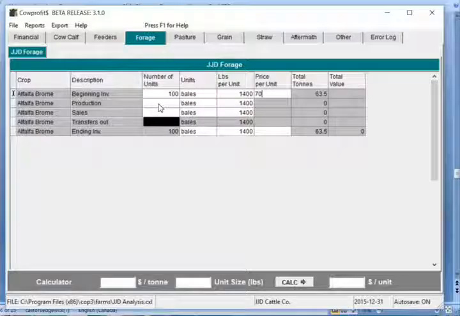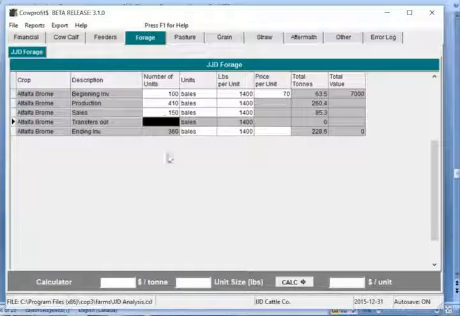So the next line is production. So how many bales were produced? In this case, there were 410 bales produced. How many were sold? There were 150 bales sold.